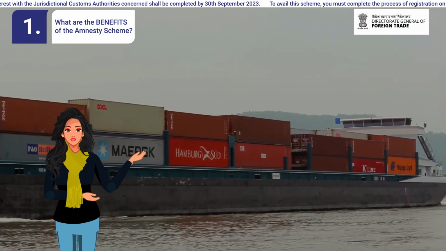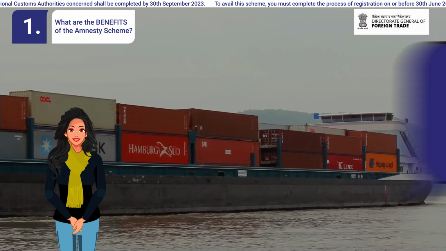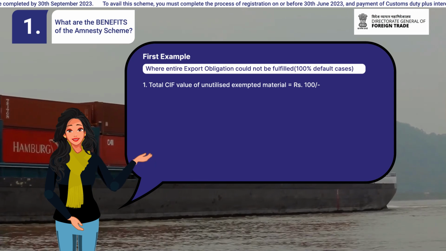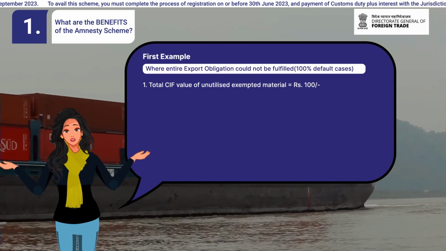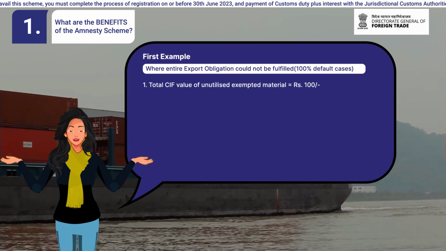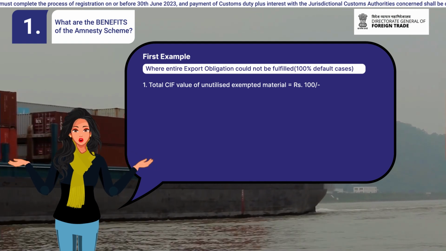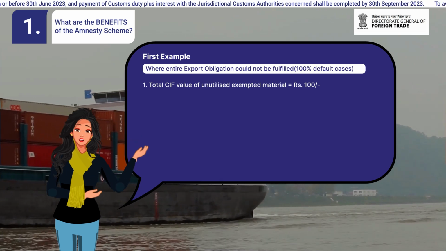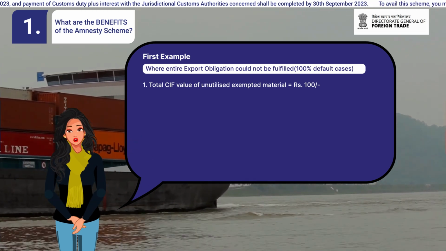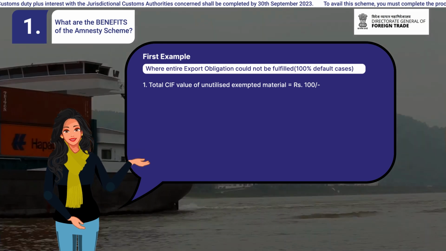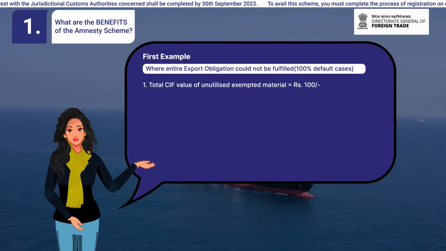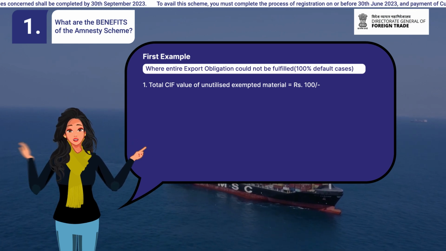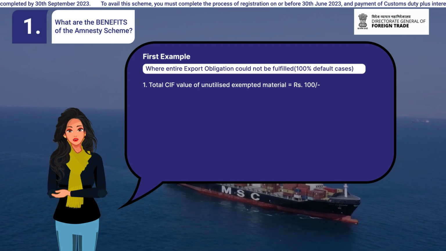To explain with an example, please consider the following scenario, where the entire EO could not be fulfilled. If the default in EO is 100%, this would mean the complete duty saved amount has to be refunded. The interest on this duty saved amount has to be calculated from the date of import till the date of payment.